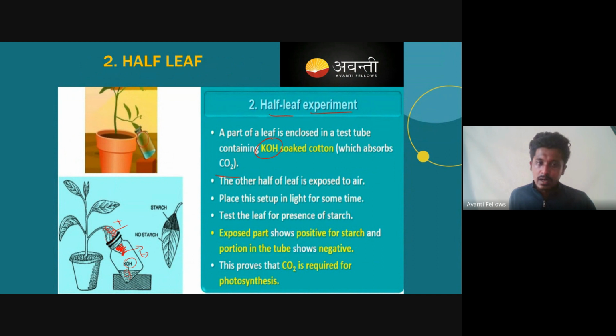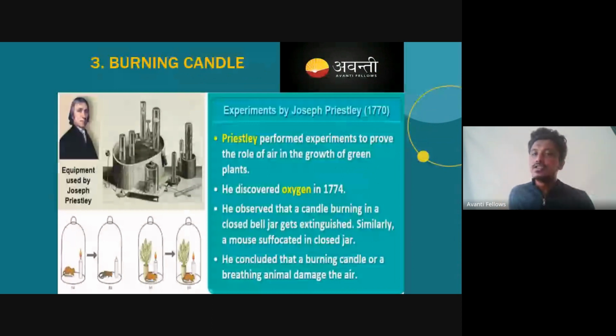So this is the experiment showing the need of carbon dioxide. Next one is Joseph Priestley. Very important and significant discoveries have been made by Joseph Priestley.